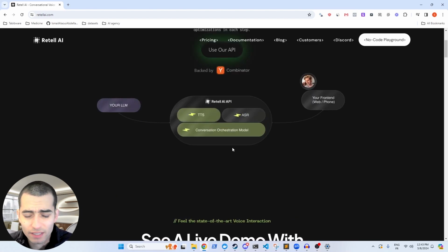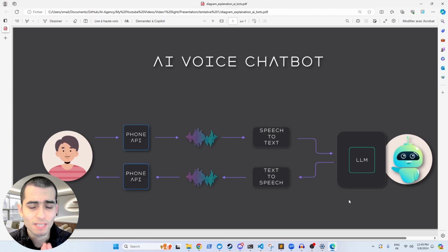As you can see in this image, RetellAI actually takes charge of the automatic speech recognition, which means all the models that convert speech to text. They also manage the text-to-speech models as well as the conversational orchestration, which means all the streaming audio data that is sent, as well as the Twilio management. This makes me think of the diagram that I showed you during my first video. So basically, RetellAI takes charge of this part.